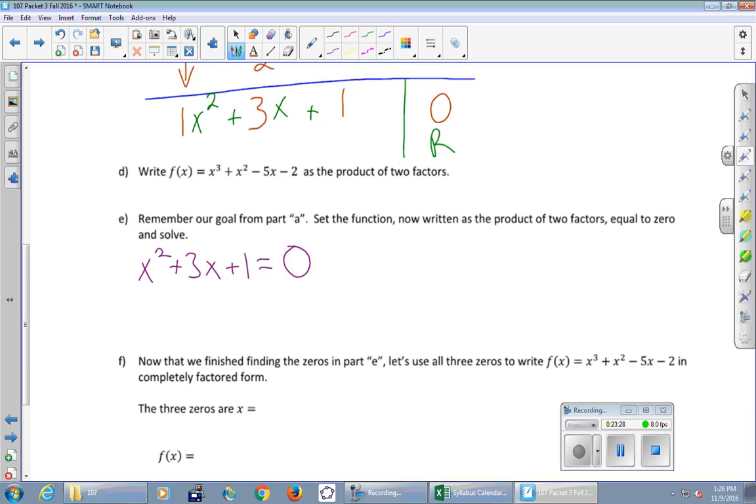A technique to solve that equation? Quadratic formula. That's what we're doing. -3 plus or minus square root of 9 minus 4 times 1. I'll divide by 2.